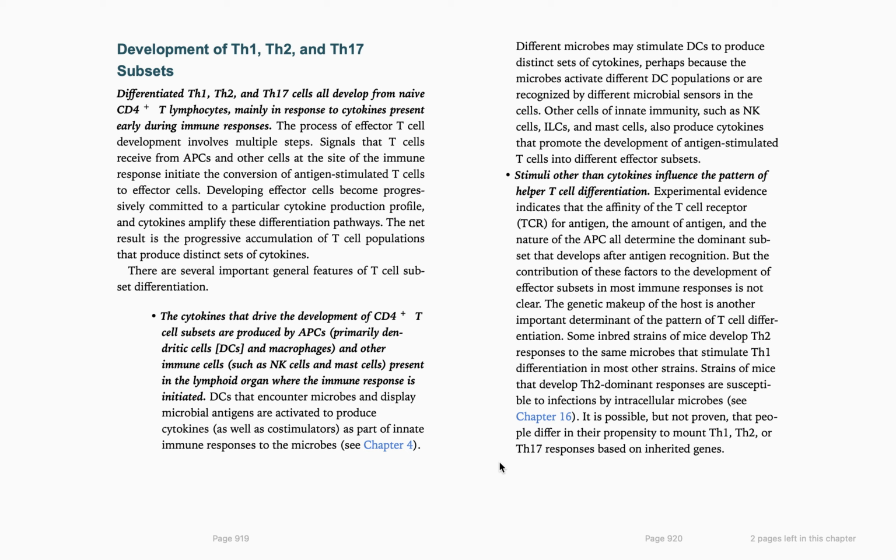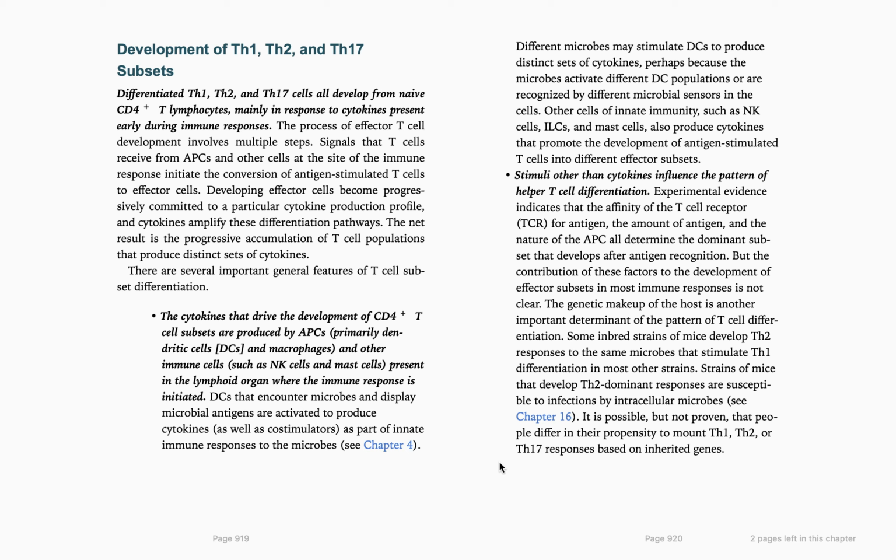where the immune response is initiated. Dendritic cells that encounter microbes and display microbial antigens are activated to produce cytokines as well as co-stimulators as part of the innate immune response to microbes. Different microbes may stimulate dendritic cells to produce distinct sets of cytokines, perhaps because microbes activate different dendritic cell populations or are recognized by different microbial sensors in cells. Other cells of innate immunity, such as natural killer cells, innate lymphoid cells, and mast cells, also produce cytokines that promote development of antigen-stimulated T cells into different effector subsets.